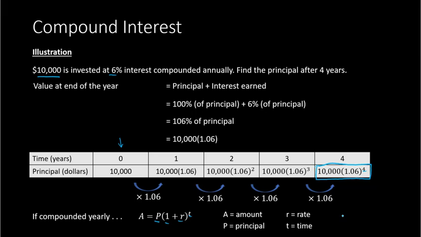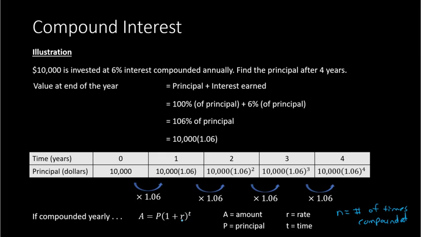Now the question is, what if it compounds differently? So instead of compounding yearly, what if it compounds maybe semi-annually or quarterly or monthly? So it's the same idea, but we have to account for the number of times it's compounded each year. So if we add to this formula n, which is the number of times compounded in a year, number of times compounded yearly, so if we use the letter n to represent that, where we would have to put that in the formula is both with the rate and then the time.